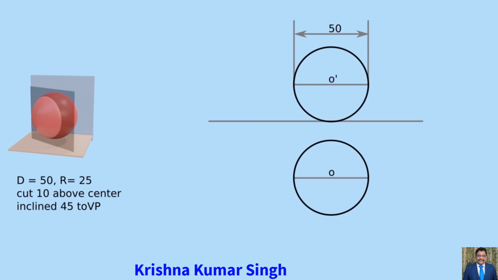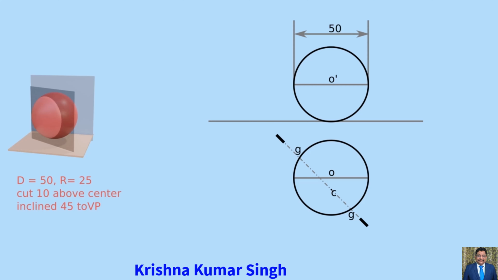Then we have to project a sectional view. For that, let us consider a plane GG cutting the sphere. In the problem, it is given that the section plane is 10 mm above center, and as per condition 2, it is inclined at 45 degrees to VP. So mark a point C 10 mm above center O in the downward direction. Now draw the 45 degree angle line through point C. We can draw this line using a mini drafter or protractor. The point where the line intersects the circle, name that point GG. So here GG is the cutting plane.